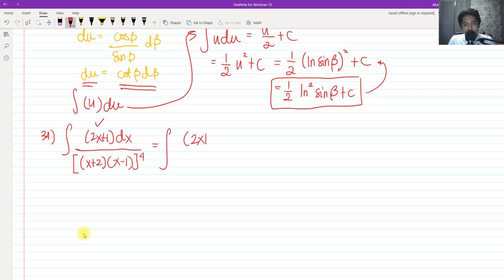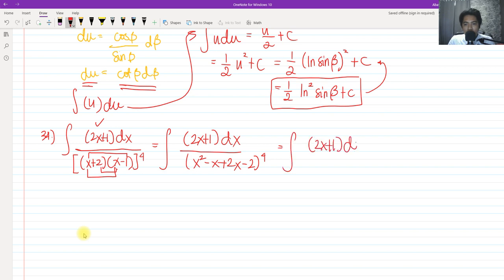So if we're going to perform FOIL on x plus 2 and x minus 1, we know that is going to be x squared, okay, first, then outer minus x, then inner plus 2x, and then last minus 2, and raised to 4. So let's try to simplify this. 2x plus 1, we have dx all over x squared plus x, okay, x squared plus x minus 2. So I have x squared plus x minus 2 raised to 4. Don't forget to write the raised to 4.